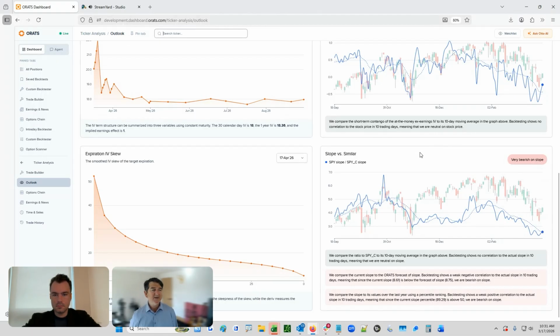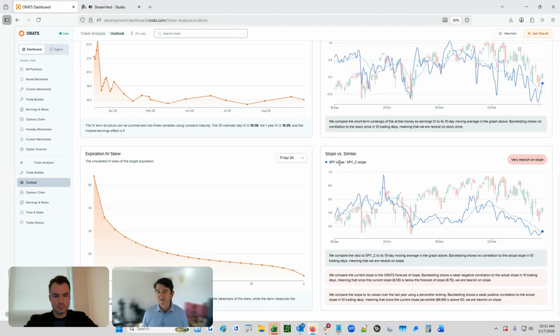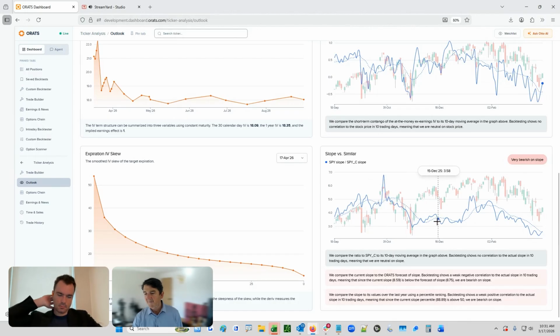This is a positively correlated measurement to the stock price. So the SPY slope divided by the component slope, what you want in this is you want the SPY slope to be very steep. When things are good, you want it high, and you want it going up. When it's going down, it's not good.